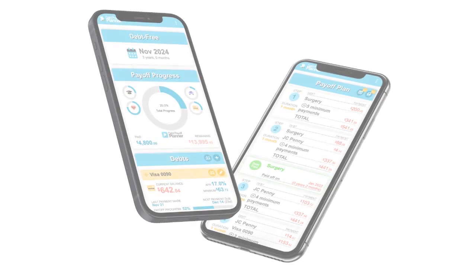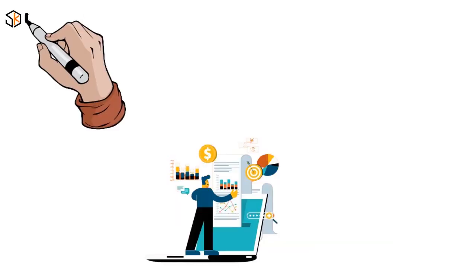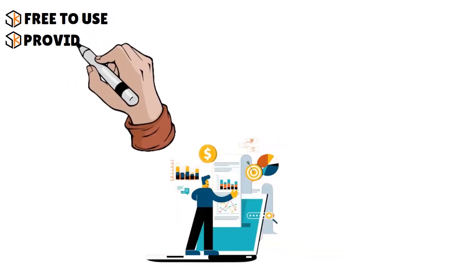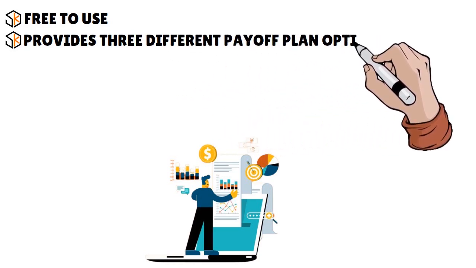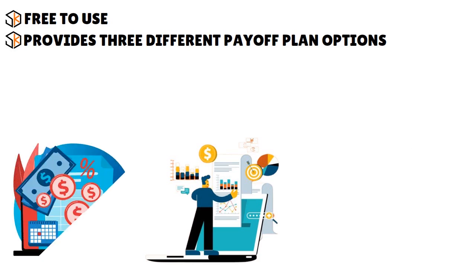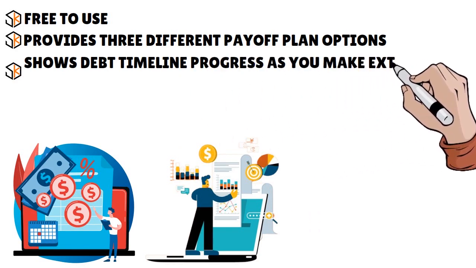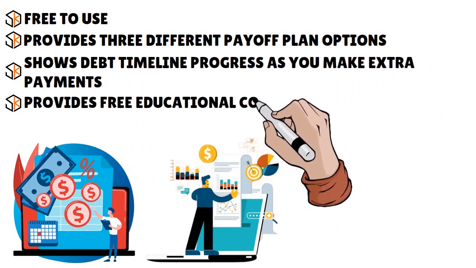As the name implies, Debt Payoff Planner is an app that allows you to pay off your debt a lot faster. So that's really good in terms of managing your cash inflows and cash outflows, especially as they relate to paying off your financial obligations. The app is free to use, and it provides three different payoff plan options. So in terms of repayment windows, you have a clear idea about what kind of timing can help you pay off the debt a lot faster. It shows debt timeline progress as you make extra payments and provides free educational content.